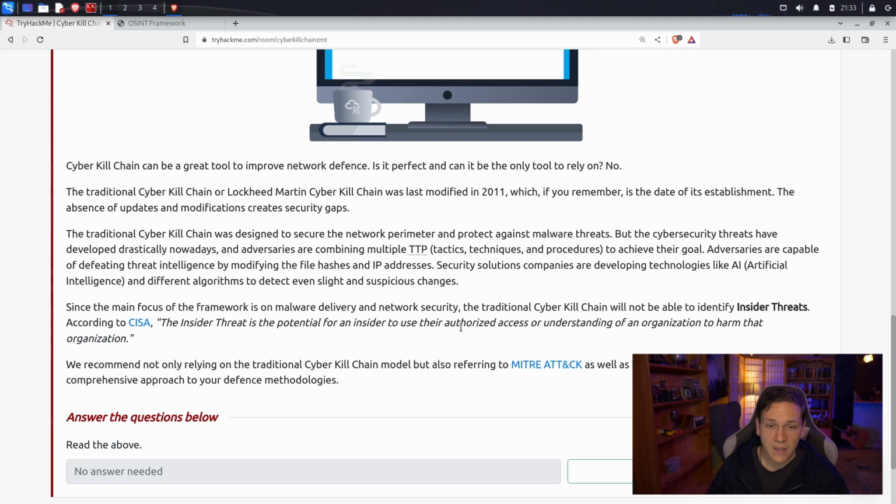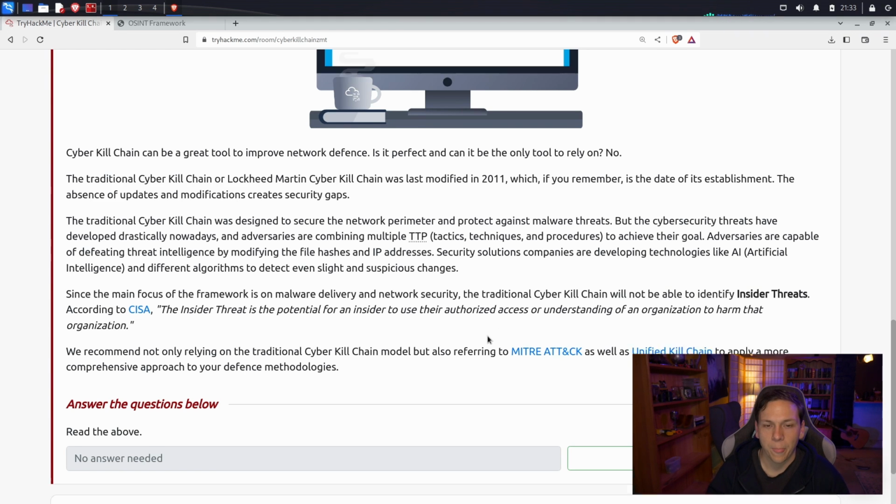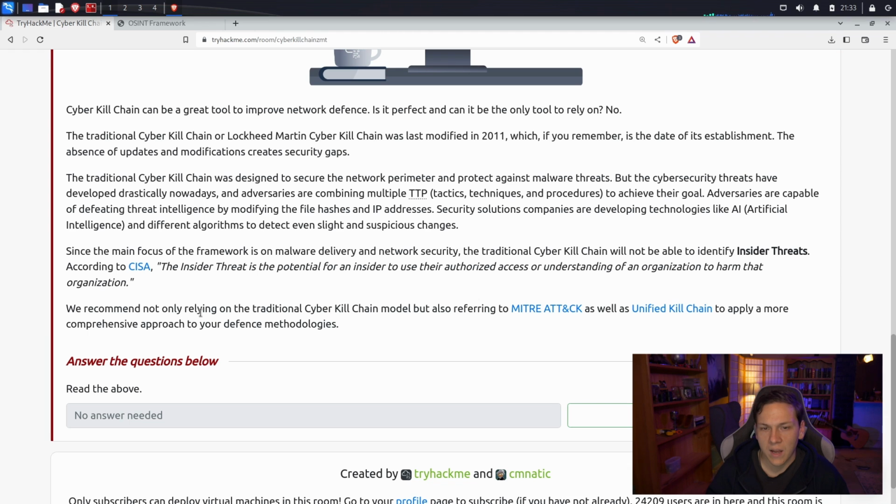According to CISA, the insider threat is the potential for an insider to use their unauthorized access or understanding of an organization to harm that organization. We recommend not only relying on the traditional cyber kill chain model, but also referring to MITRE ATT&CK as well as unified kill chain to apply a more comprehensive approach to your defensive methodologies. And with that, we finished the room.